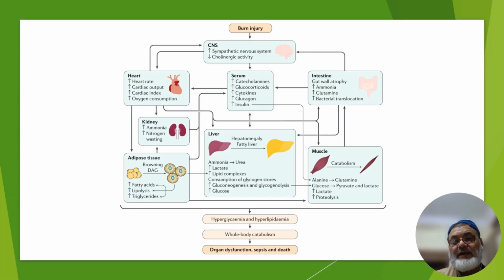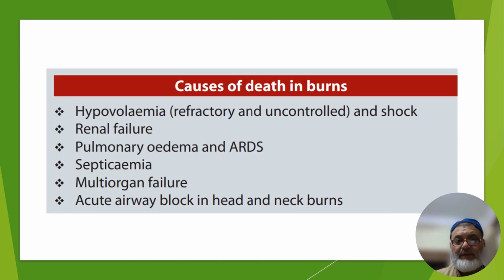This is the flow chart. You can see this flow chart again, and what are the causes of death in burn? This is the main question. What are the causes of death in case of burn? The causes are hypovolemia, renal failure, pulmonary edema and acute respiratory distress syndrome, septicemia, multi-organ failure, and acute airway block in head and neck burn.